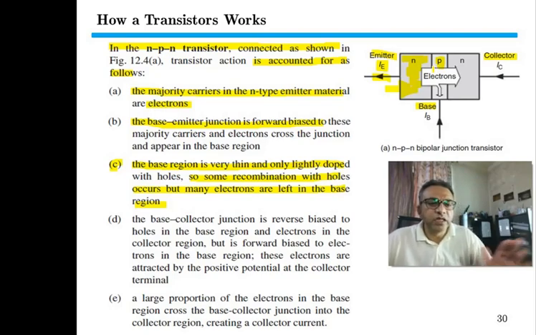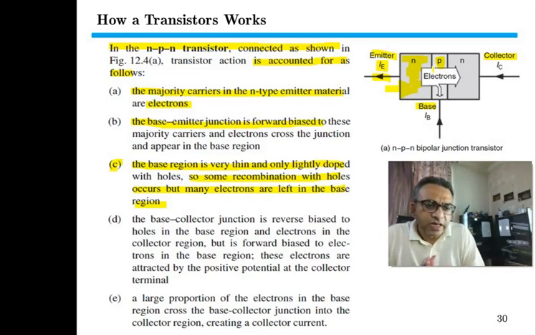So this means that, for example, if there are 100 electrons coming from the emitter into the base, and in the base there are only 10 holes available, then out of the 100 electrons, only 10 electrons will recombine and the remaining 90 will be available in the base.